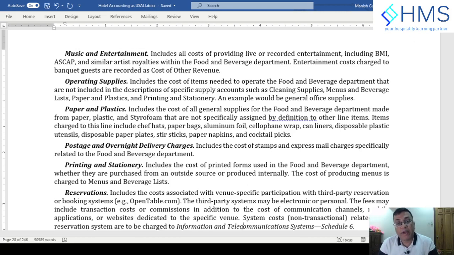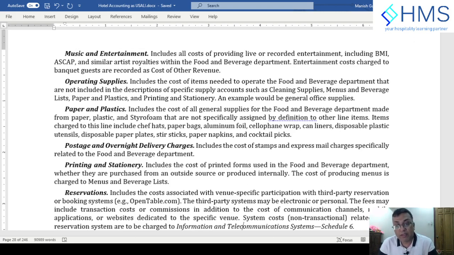Then you have operating supplies. Operating supplies are usually the items which are used in the normal operation of the F&B outlets, excluding those which are specifically listed as cleaning supplies, menu and beverage, paper and plastic, or printing and stationery, like general office supplies, or maybe the general serving supplies in the F&B restaurant. The cost will go to this line item.